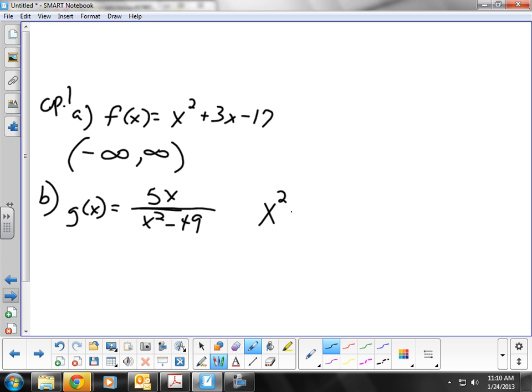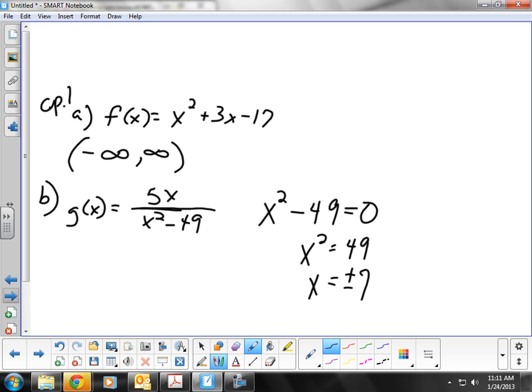So to do these problems, every single time you're going to take the denominator and set it equal to 0 to find out what numbers make that happen. So x squared minus 49 equals 0 says that x squared is equal to 49. So x is equal to a positive and negative 7. Right? You remember that when you take the square root of both sides, you got to have a positive and negative value.